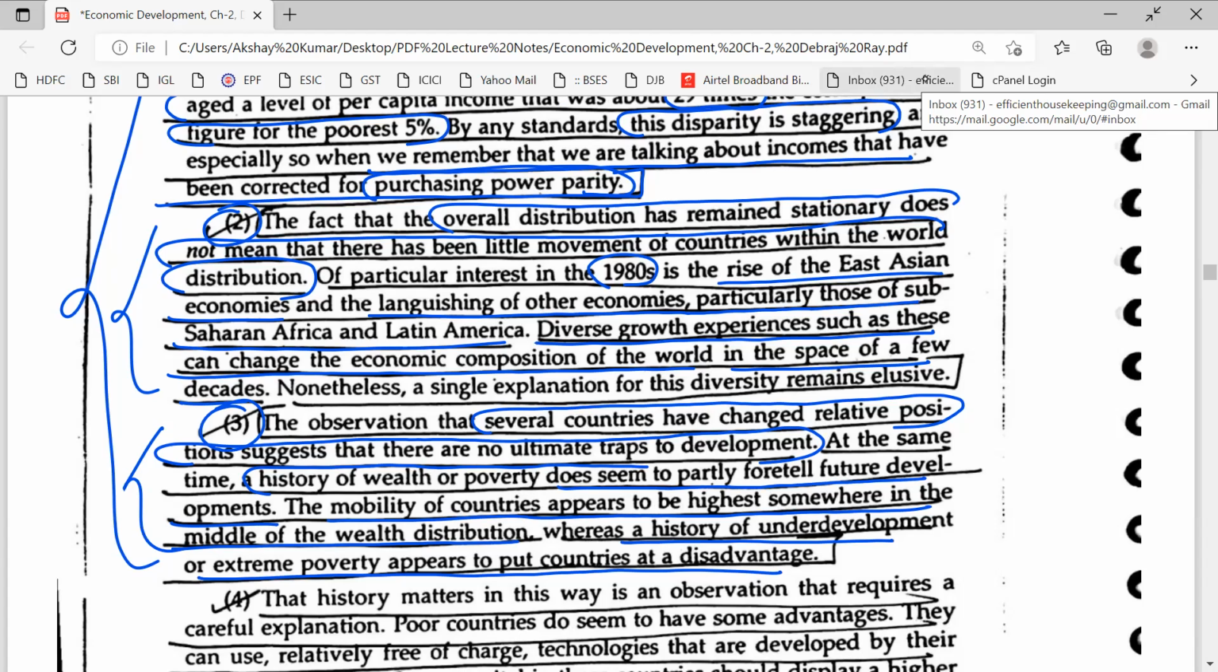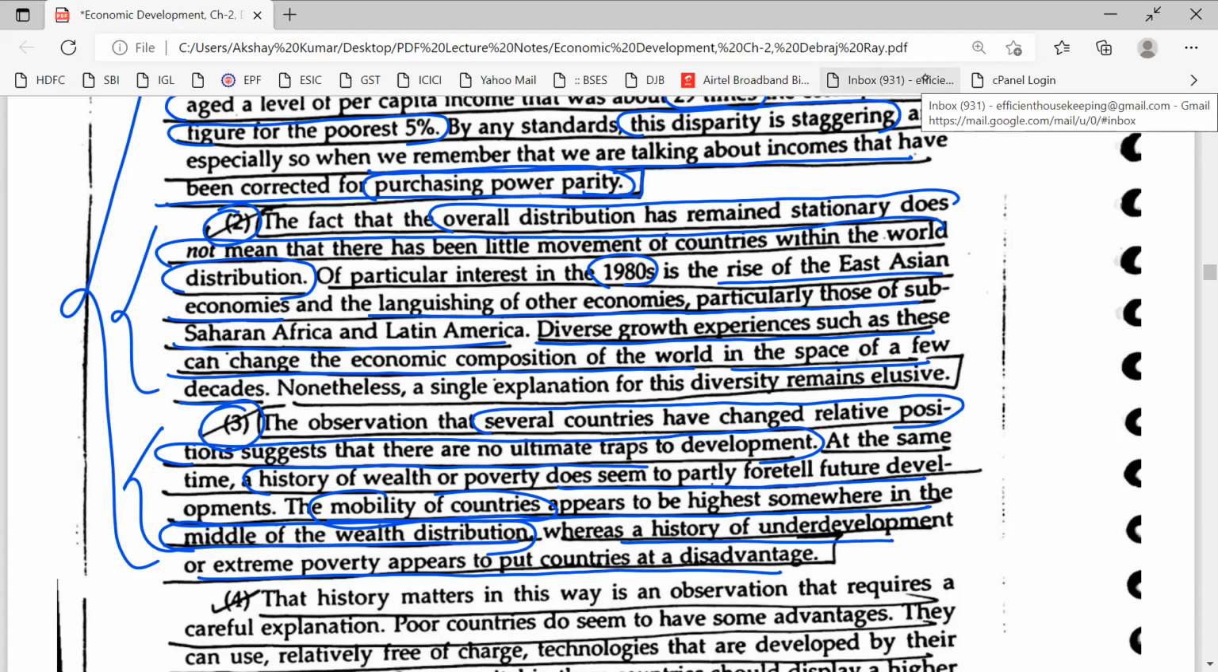However, the mobility of the countries has been witnessed more in the middle of the wealth distribution. That means those countries who are in the middle of the wealth distribution are seeing a greater mobility. That they are transforming into a higher index. But those countries which start off very poor continue to remain poor. Those countries which start off rich continue to remain rich, but those countries who are in the middle tend to become richer. That means they witness a higher mobility. So hoping students have understood point number 3.